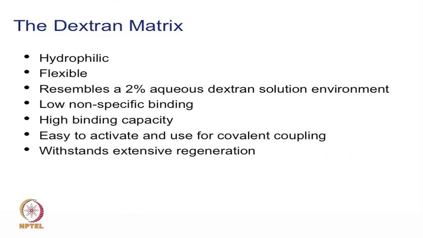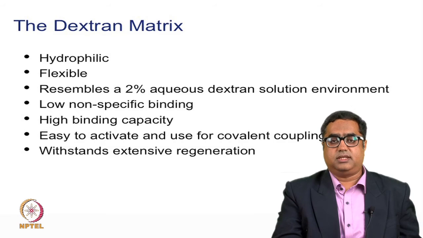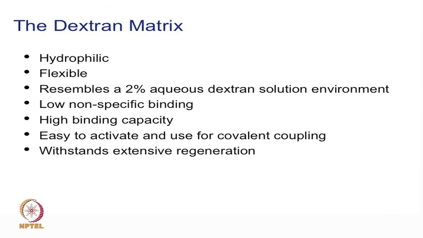So, looking into this gold surface, the major component attached to the gold surface is the dextran, and it is very important for us to understand why dextran. Dextran is hydrophilic, dextran is flexible, dextran resembles an aqueous solution, a 2% aqueous solution, and it has very low non-specific binding and a very high binding capacity, is easy to activate for covalent coupling, and withstands extensive regeneration. Now, let us go into the different chips available.